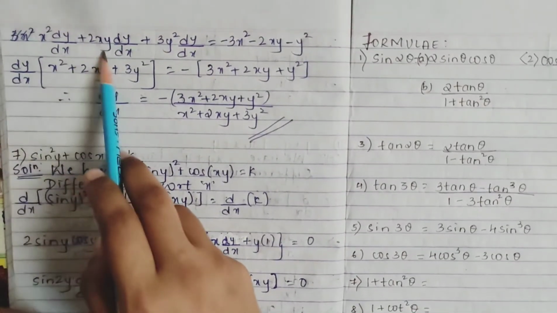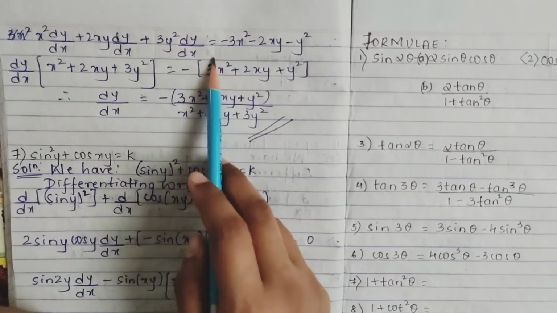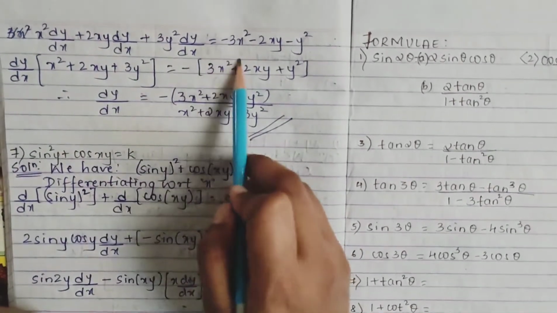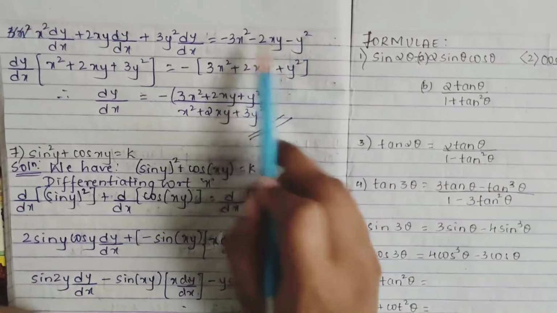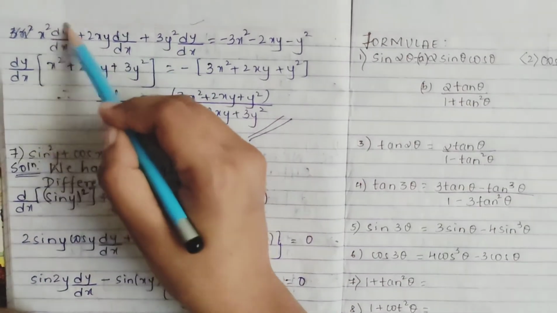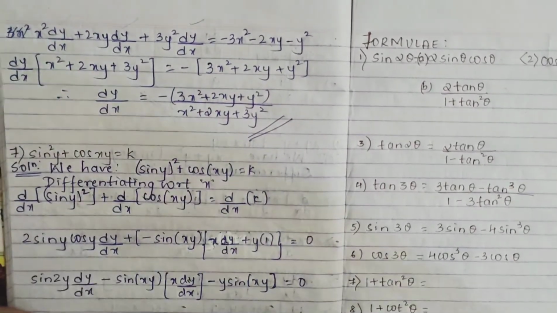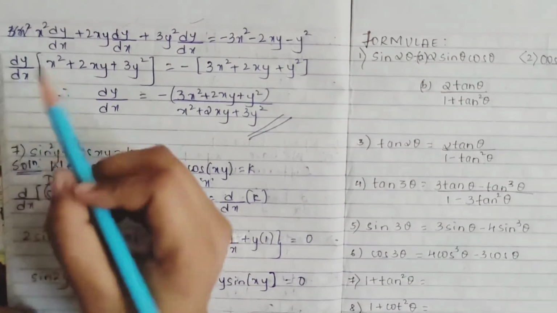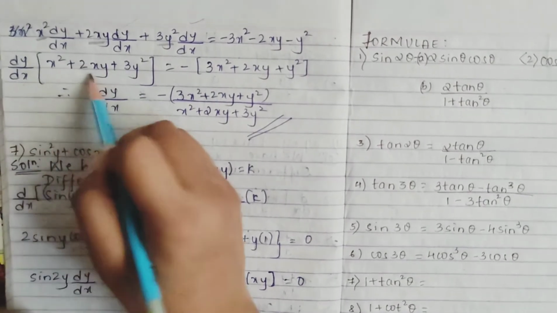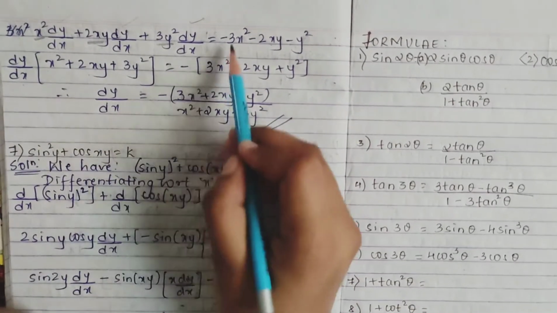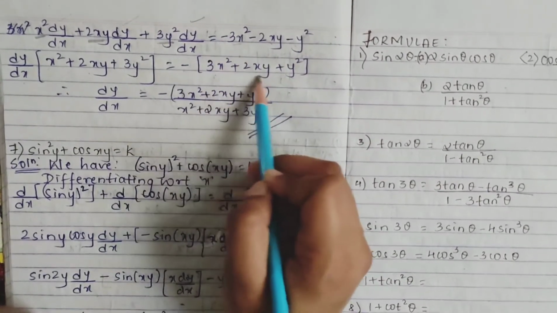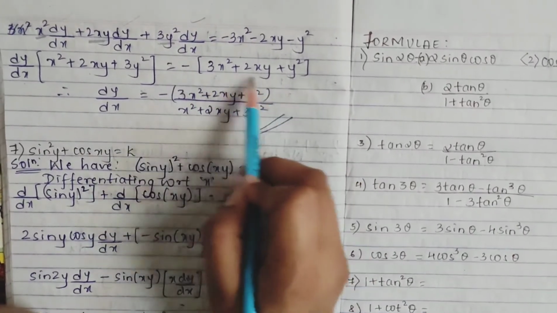So x squared dy by dx plus 2xy dy by dx plus 3y squared dy by dx is equal to, when you take terms to the right hand side, the positive terms become negative: plus 3x squared becomes minus 3x squared, plus 2xy becomes minus 2xy, and plus y squared becomes minus y squared. Now in these three terms our common factor is dy by dx, because we have to find the value of dy by dx. So we take dy by dx outside, and the remaining terms are x squared plus 2xy plus 3y squared, equal to, with minus common on the right, minus of 3x squared plus 2xy plus y squared. If you take minus common, inside everything will be plus.